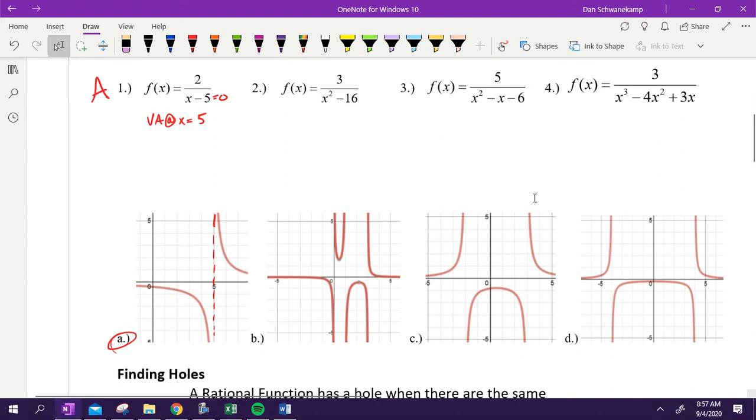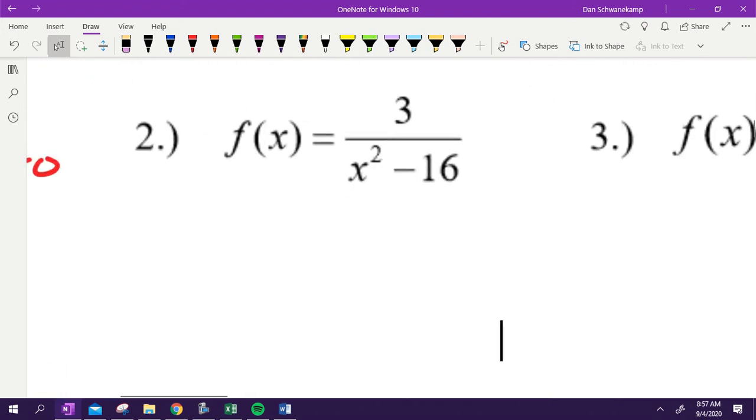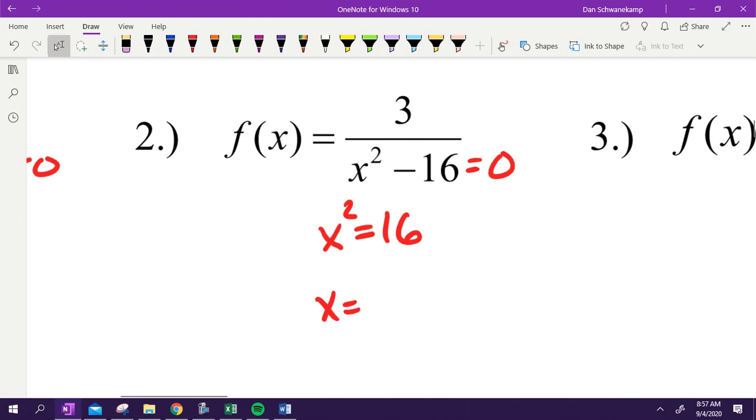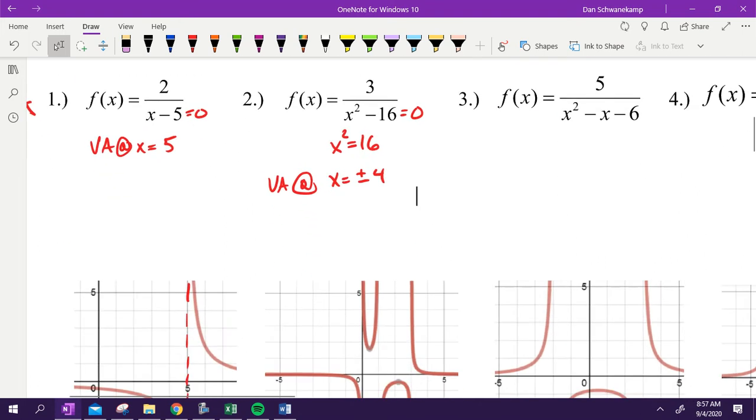Okay, number 2 says f of x is equal to 3 divided by x squared minus 16. So first thing we're going to do is take the bottom, set it equal to 0, and solve. So in this case, I'm going to factor that, or just set it equal and solve, I guess. So x squared is going to be equal to positive 16. So x is going to be equal to plus or minus 4. I have a vertical asymptote at x is equal to plus or minus 4.